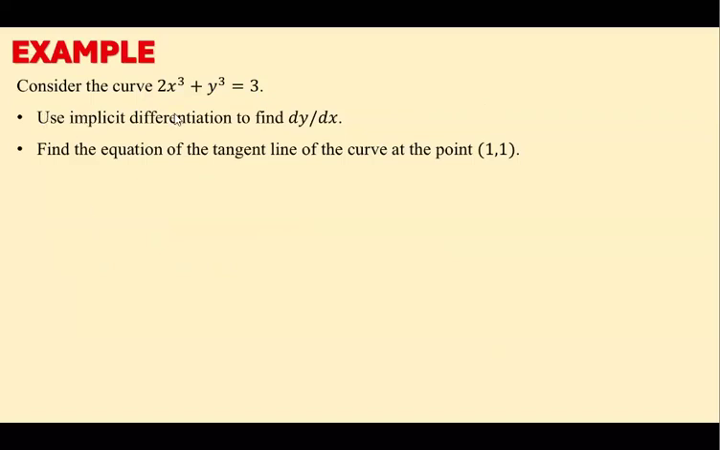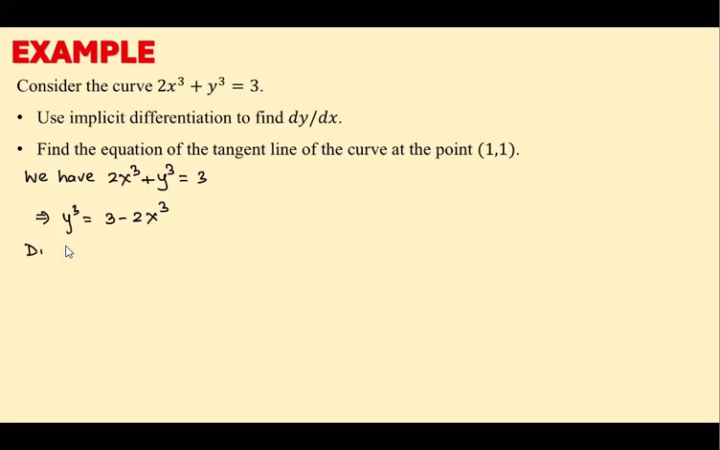Here we have the implicit function. Consider the function we have here. We are asked to use implicit differentiation to find the derivative. So let's first find the derivative. Let me write it down. We have 2x cubed plus y cubed equal to 3. We can keep y on the left-hand side and move everything else to the right. Then we can find the derivative with respect to x.